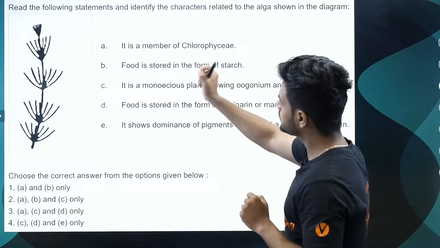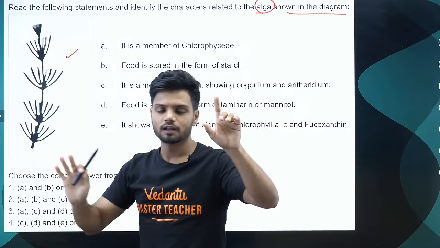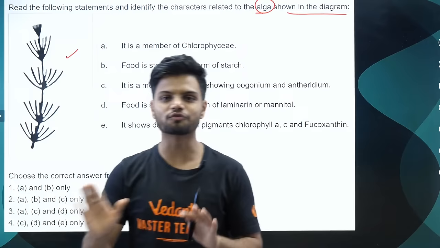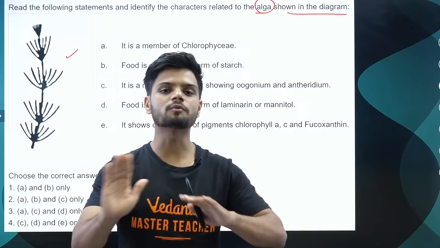Read the following statements and identify the characters related to the algae shown in the diagram. Now, they have shown you a diagram of an algae. Can anyone in the chat tell me which algae this is? Now students, this algae is not from your class 11th. This algae is a green algae. It is a chlorophycean member, but it is not from your class 11th.